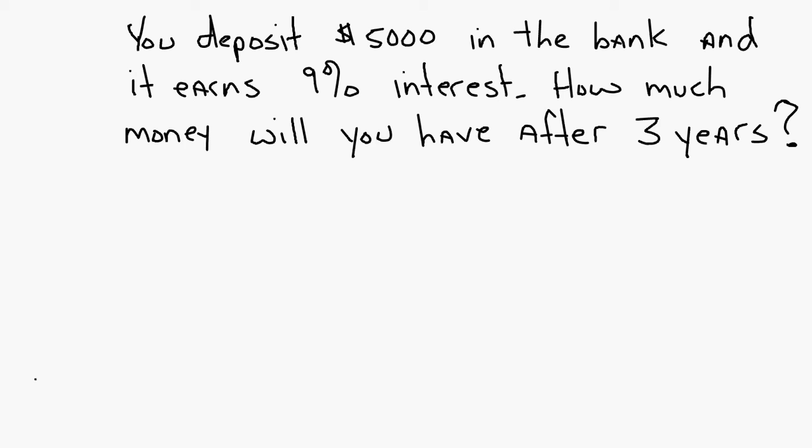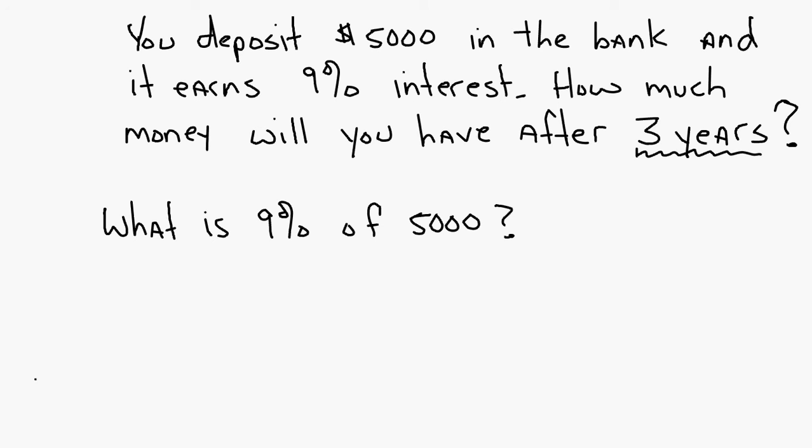The question you're answering in this problem is, what is 9% of 5,000? You're trying to find out what is 9% of 5,000 because that's the amount of interest you'll make each year. When you answer that question, won't you multiply it by 3 to find out how much money you'll have after 3 years? You'll multiply the interest by 3, and then you'll add it to the 5,000.